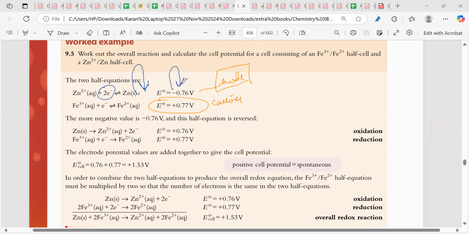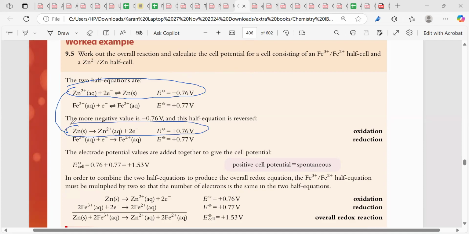Is it clear? Fine. Agreed? Yeah. Fine. We flip this also, right? So see, we flipped it. Hari, Arnav, can you see this? We flipped it. Is it clear? Now we have to find out the overall reaction, right?